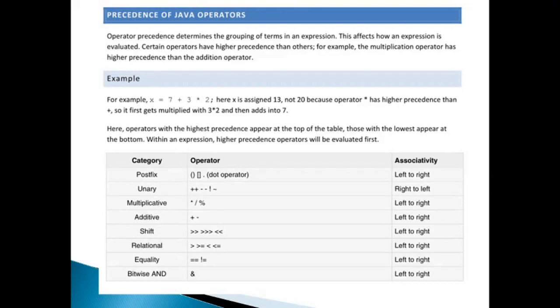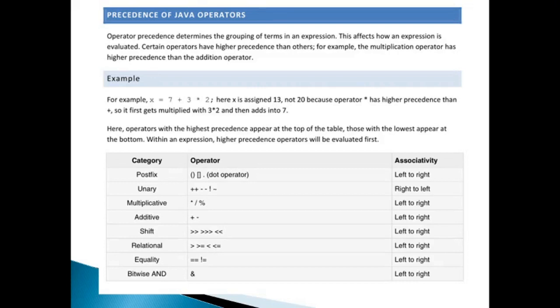Operator precedence determines the grouping of terms in an expression. This affects how an expression is evaluated. Certain operators have higher precedence than others. For example, the multiplication operator has higher precedence than the addition operator. So we should be very clear about what we are writing and what we understand regarding it, so that we don't get errors from not knowing what precedence should be applied.